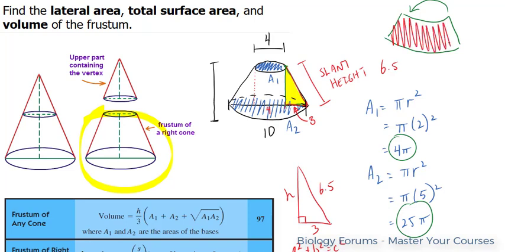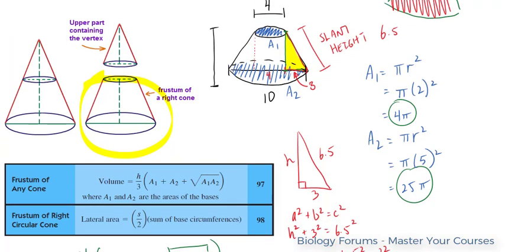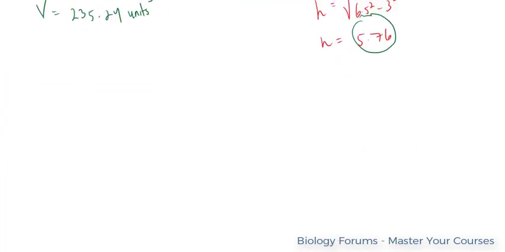The lateral surface area is essentially this part, the sleeve itself, without the two circles at the top. So we have to find the area of all three combined, and the area of simply the red. Let's do that. Let's start off with the lateral area, the sleeve, if you will.